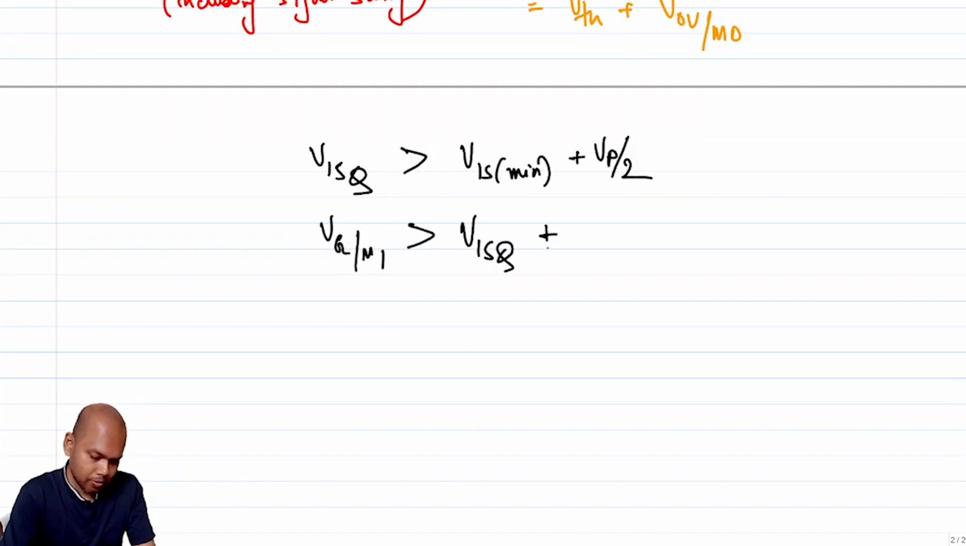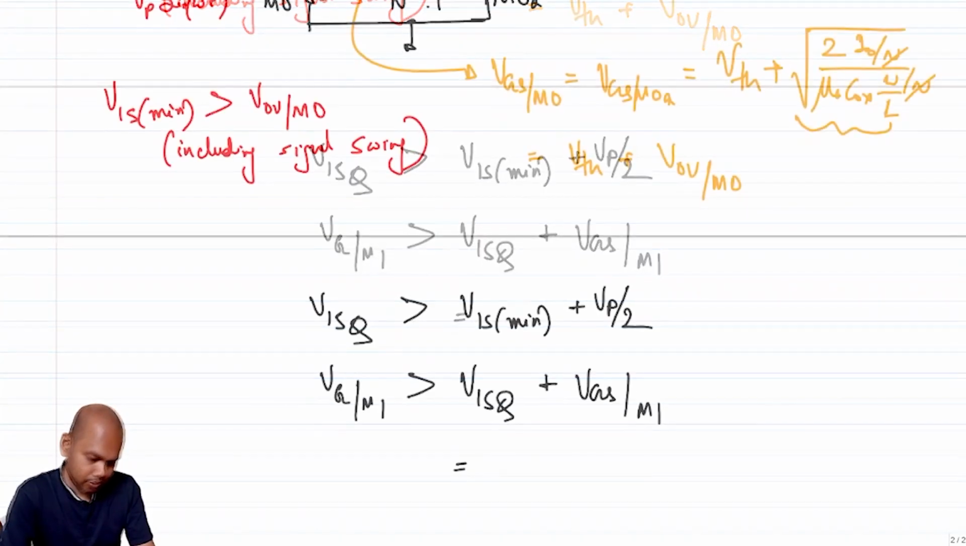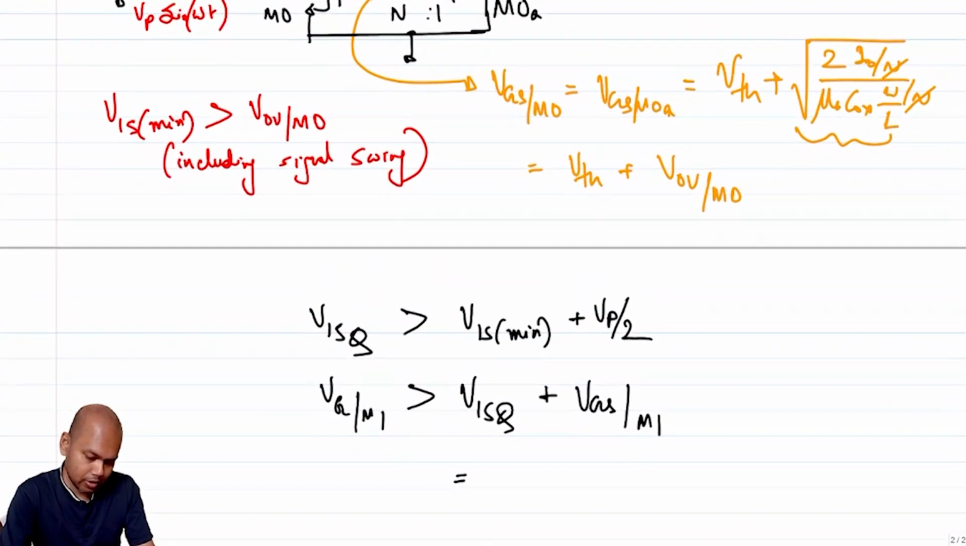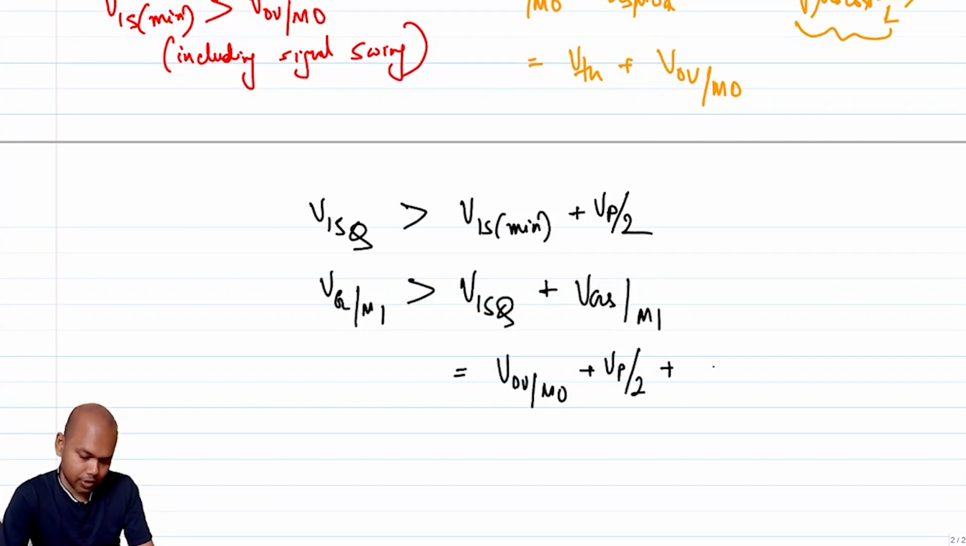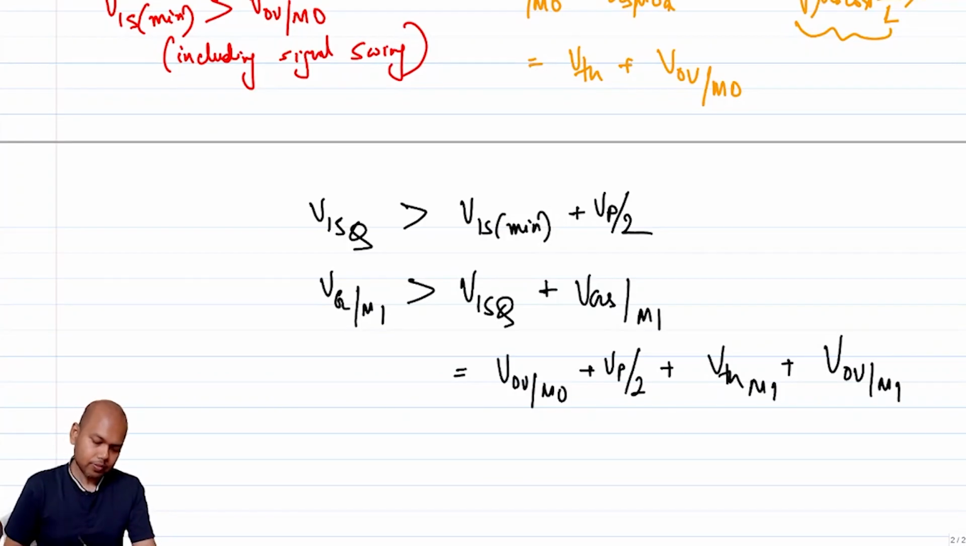V1S quiescent plus VGS of M1, which means this is equal to V1S quiescent, what is V1S minimum, plus Vp by 2, which means the overdrive of M0, right, plus Vp by 2 plus the VGS of M1, which is one threshold voltage of M1, plus the overdrive voltage of M1, right. So you have to ensure that your VG of M1 quiescent, VGQ of M1 is greater than or equal to this.